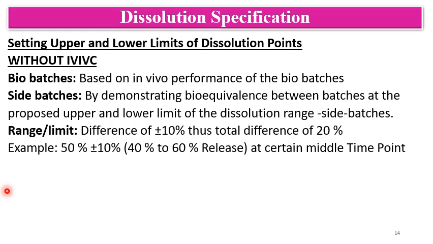The range should be the difference of plus minus 10%. Thus the total difference is 20%. Like 20 to 40% release is there. So you understand that there is a 20% difference, and the middle percent release will be 30%. So 30% plus minus 10% will give you a range of 20 to 40%. Similarly, you can take an example of 50% plus minus 10%. So 40 to 60% release at a certain middle time point will become the range.